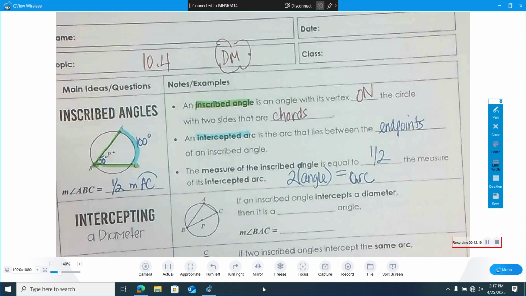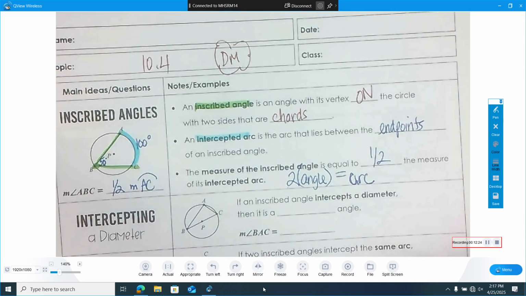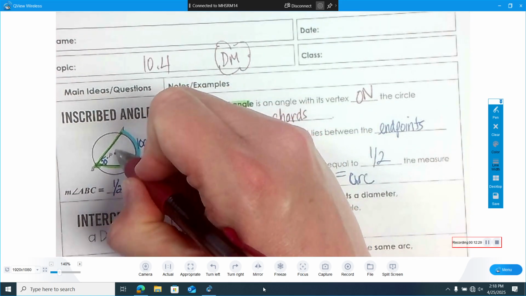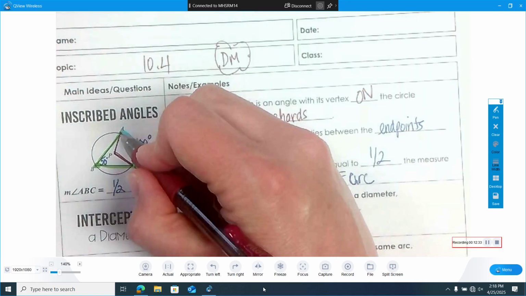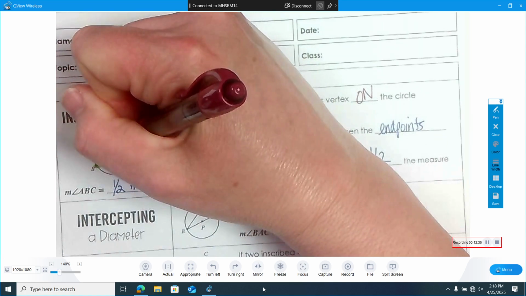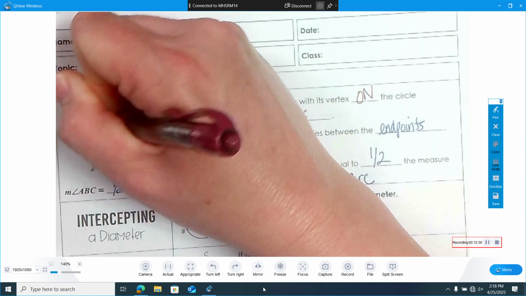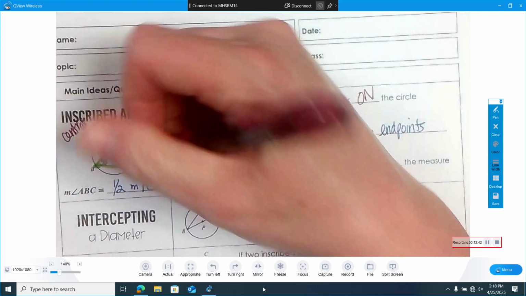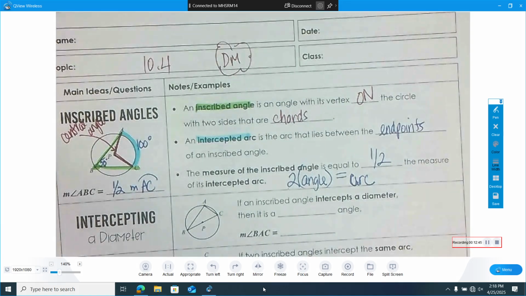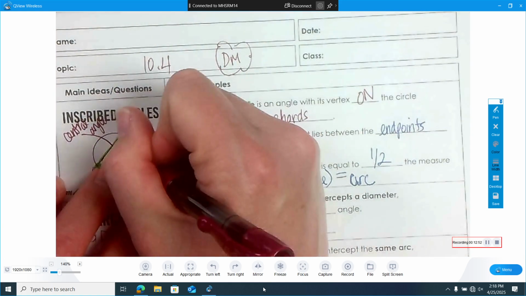But I don't want you to be confused with what we did a couple days ago. We had this type of angle. What is this angle? Yeah, that is called a central angle. And so angle APC is a central angle. What's the measure of the central angle? 100. It's the same as the arc.